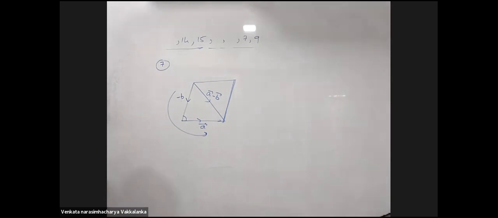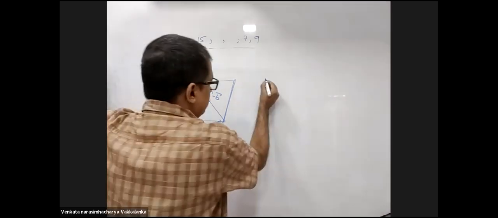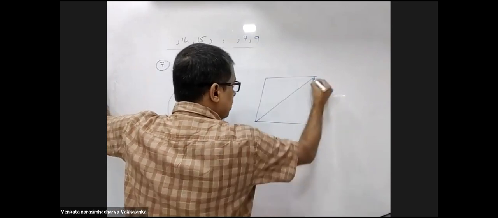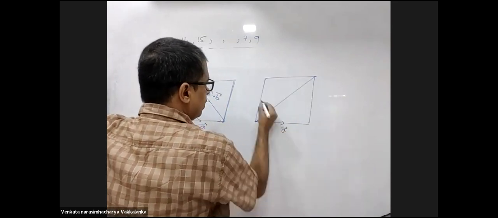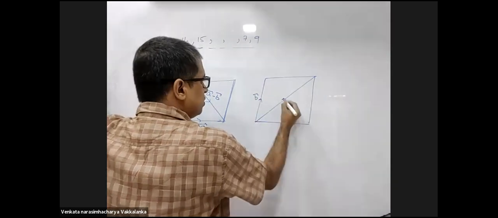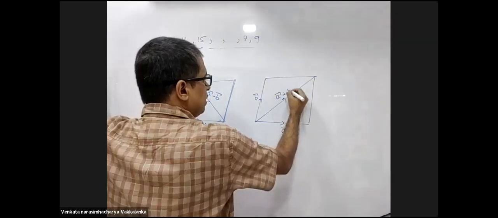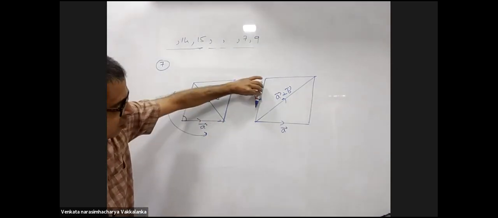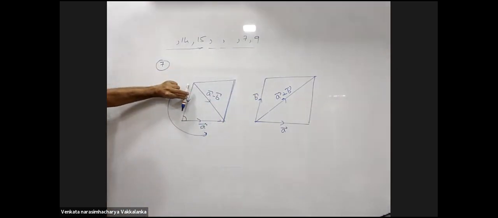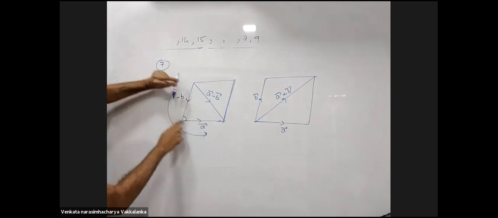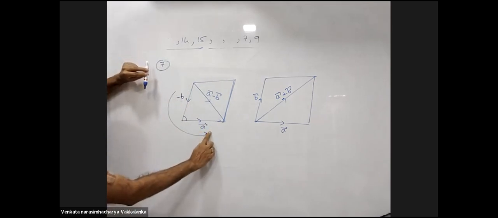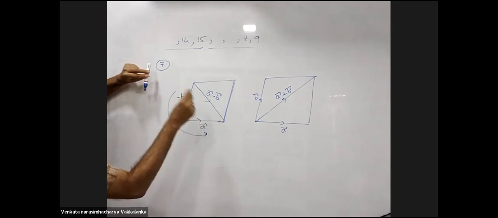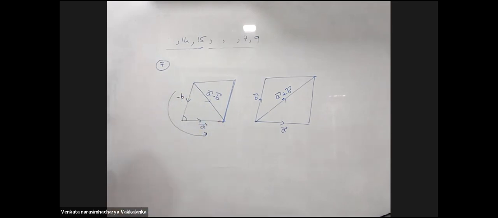Yes. I repeat, observe this carefully. This is A plus B. This is A. This is B. This is A plus B. I want A minus B. Please reverse the direction of B. Now, A and minus B are two sides of the triangle taken in one order. Third side of the triangle taken in the reverse order is A minus B.